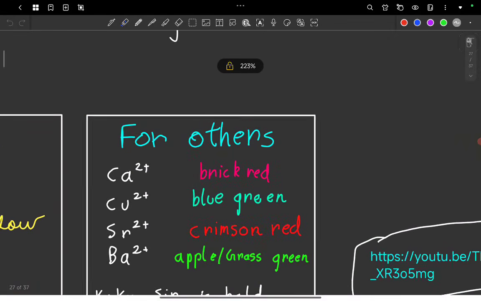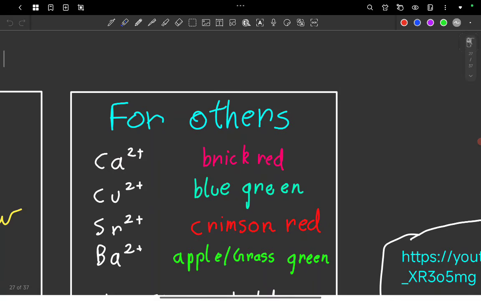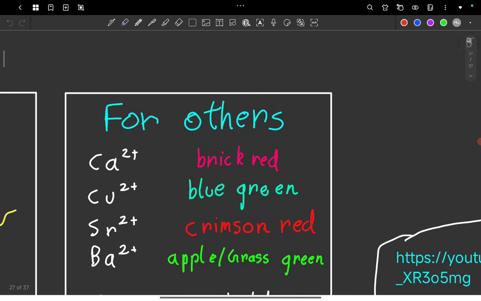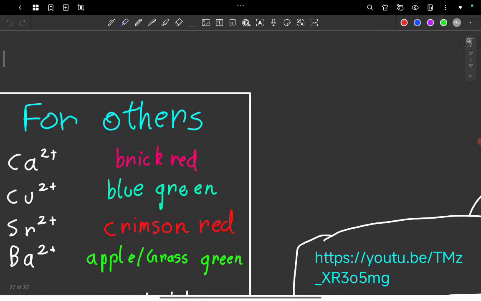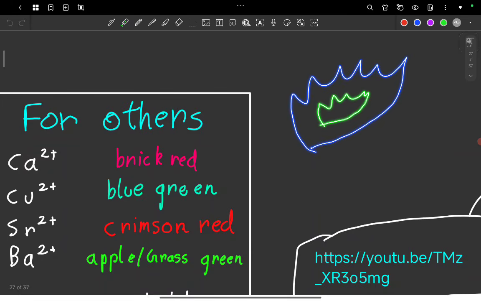Now for the others, what others you have to learn for the flame test? You have to learn calcium, copper, strontium, and barium, and the colors are very fancy names. Calcium burns brick red, copper burns blue green. And you know how blue green? Basically, the flame will be blue in color, but the core of the flame will be green in color.